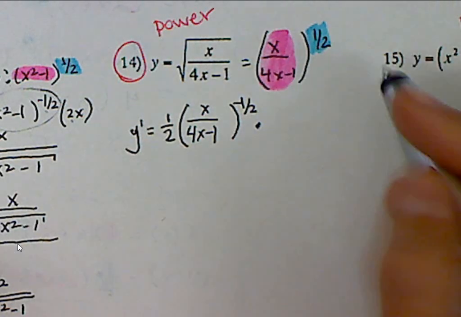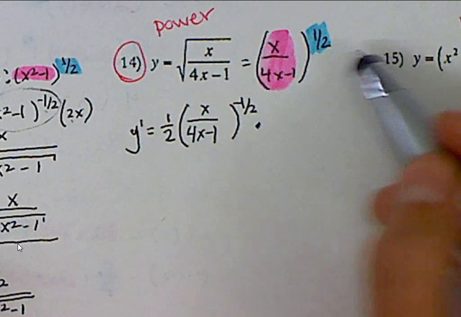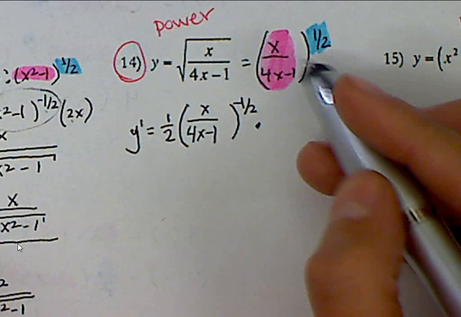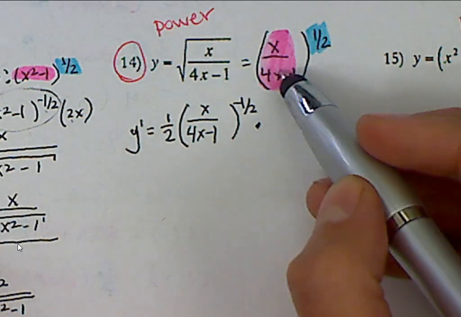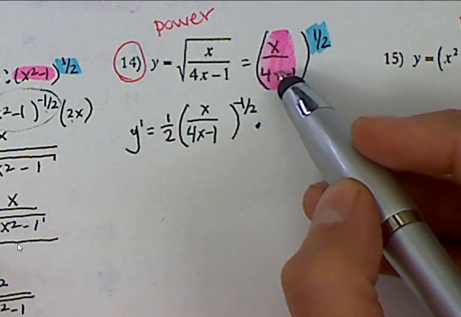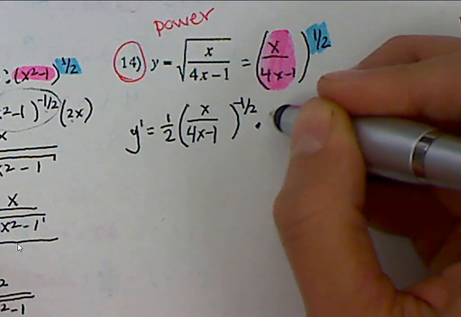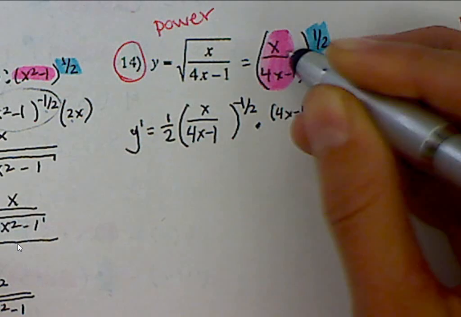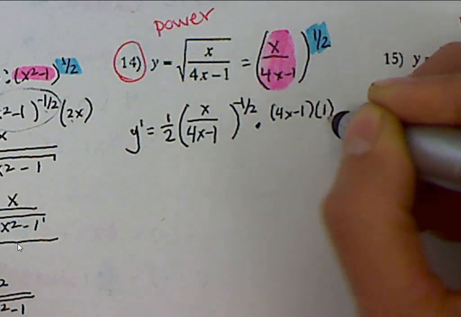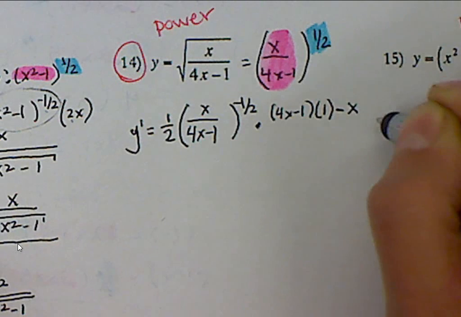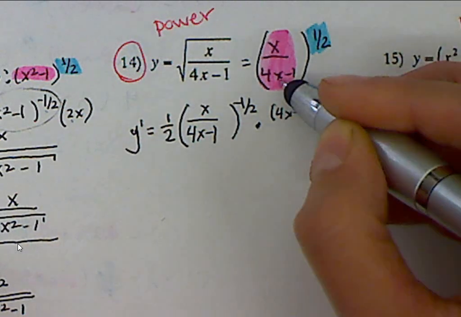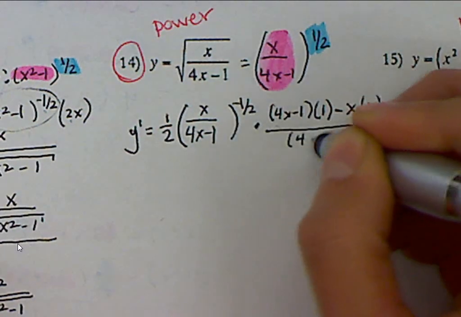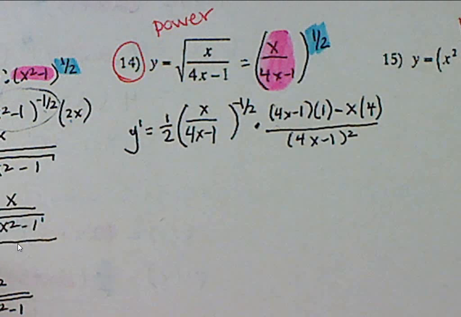So yes, the inner function is a quotient, which means the derivative of this inner function needs the quotient rule. So for this pink inner function, I have to do low d high minus high d low over the square of what's below. So I will sing my song to help me out. Low d high is 1 minus high d low will just be 4 over the square of what's below. So the lower function squared.